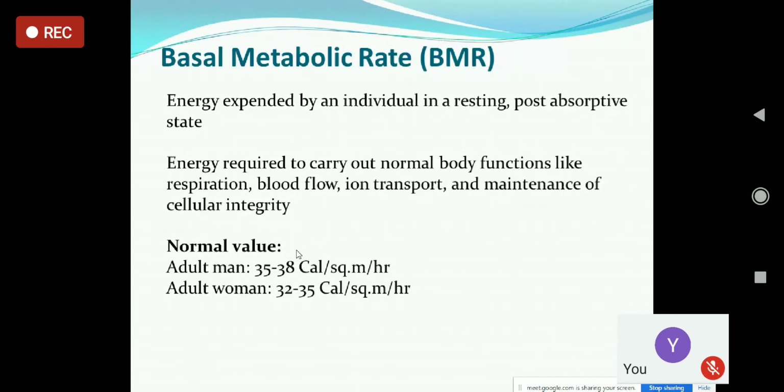So, this basal metabolic rate is the energy required to carry out all the body's involuntary work to maintain life. The normal value of basal metabolic rate for an adult man is 35 to 38 calories per square meter per hour, and for an adult woman it is 32 to 35 calories per square meter per hour.